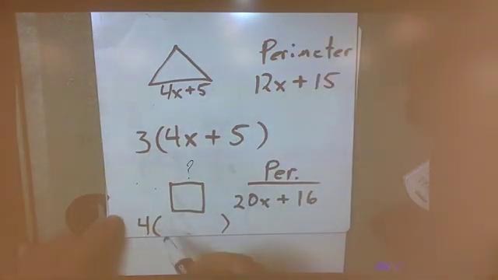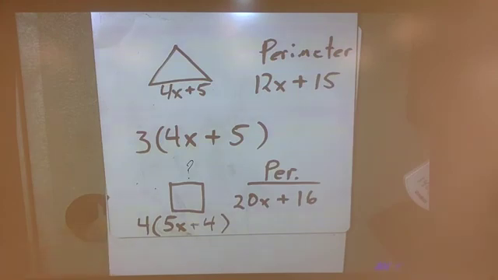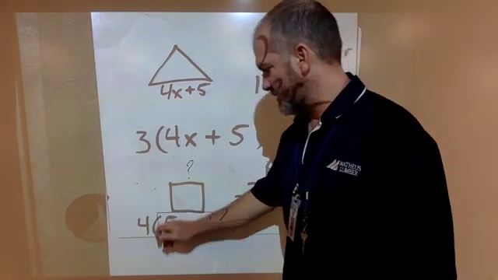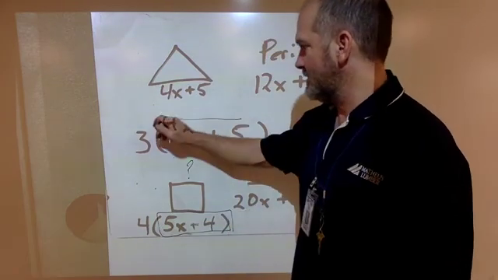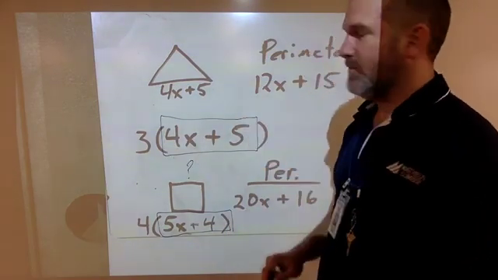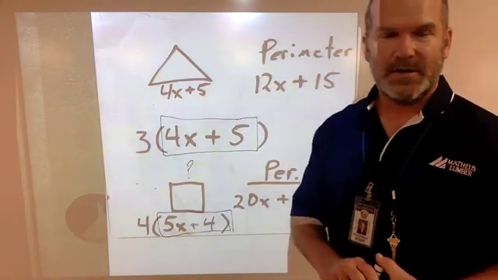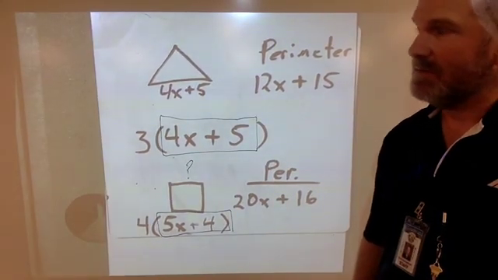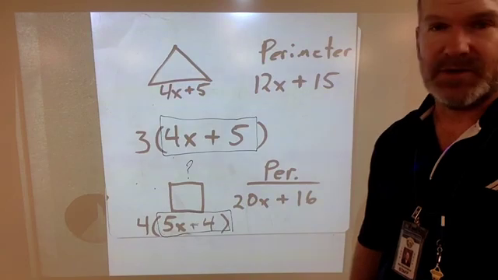4 times what is 20? 5. 5x. 4 times what is 16? 4. 4 times 4 is 16. That's the length of one side. This is your answer. That's the length of one side of the square. That's the length of one side of the triangle. You just learned how to factor today. You should all feel very smart because you are. Good job.